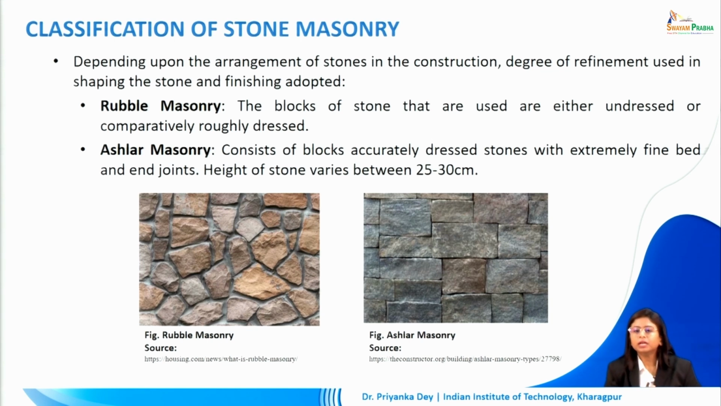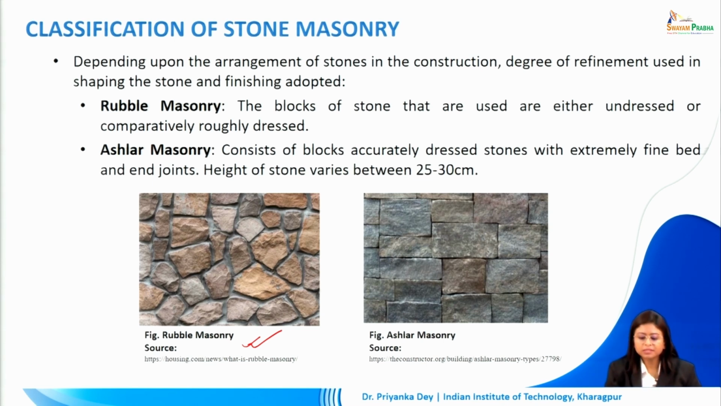Rubble masonry, in this case, the blocks of stone are used in either undressed or comparatively roughly dressed condition. So it will have a very rough look where in a zigzag pattern the stones of different shapes and sizes come together to form the finish.